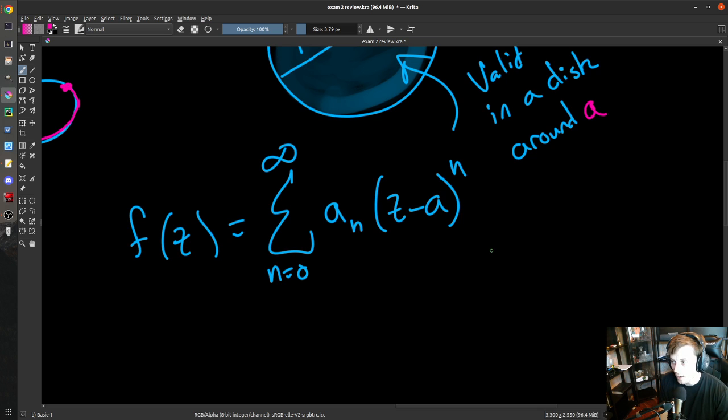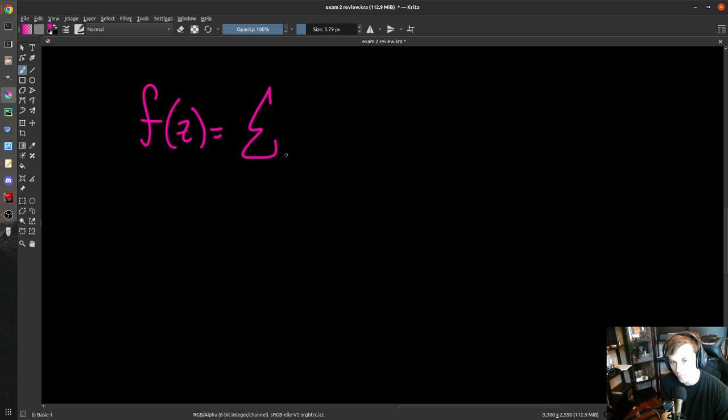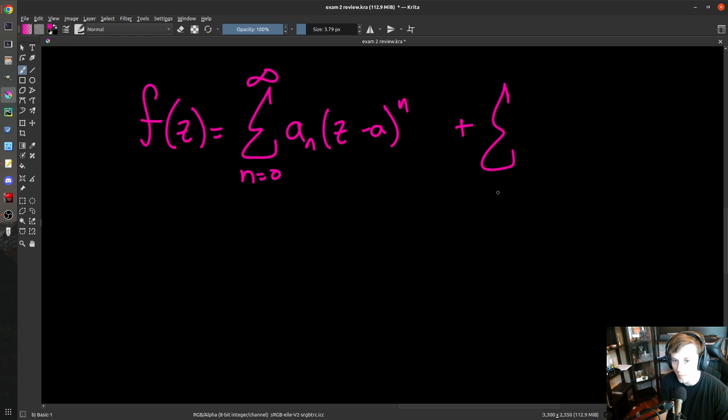What we went on to now, after this, is we said, hey, we could attach an additional piece, and instead of doing this disk business, we could write a broader class of functions by looking at two pieces. One of them was exactly the same. We went from 0 to infinity, these a_n, (z minus a) to the n, and then the other piece was maybe more interesting. We went from n is 1 to infinity, and we went, let's call it b_n, (z minus a) to the negative n.